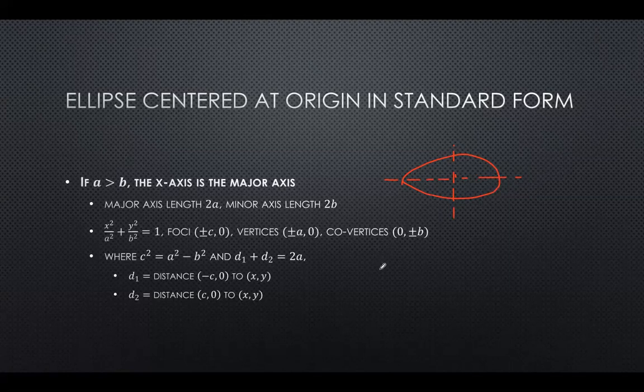Instead of a circle, where the radius is fixed, here you have different axes. So in this case, we call it the major axis. So this here is called the major axis. And in here, you call it the minor axis.